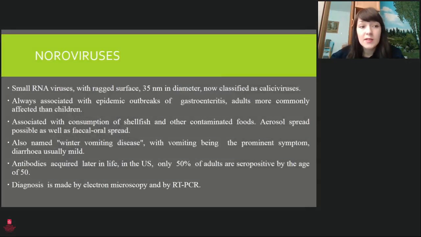Noroviruses. Small RNA viruses with rigid surface, 35 nanometers in diameter, now classified as caliciviruses, always associated with epidemic outbreaks of gastroenteritis. Adults more commonly affected than children, associated with consumption of shellfish and other contaminated foods, aerosol spread possible, as well as fecal-oral spread. Also named winter vomiting disease, with vomiting being the prominent symptom, diarrhea usually mild. Antibodies develop quite later in life. In the USA, only 50% of adults are seropositive by the age of 50. Diagnosis is made by electron microscopy and by real-time PCR.